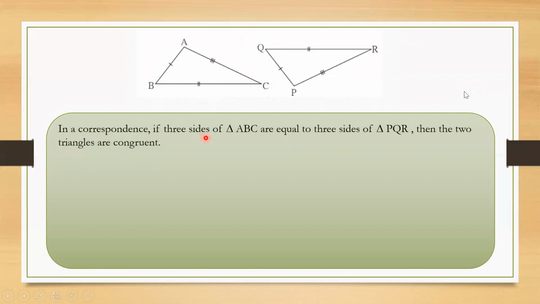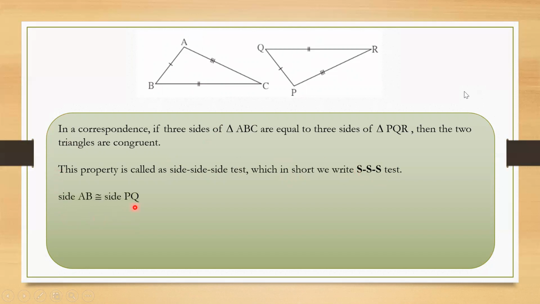So in correspondence, if three sides of triangle ABC are equal to three sides of triangle PQR, then the two triangles are congruent. And this type of test is called the side side side test, because all three sides are congruent. In short, we write SSS test. So let us write down all the segments which are common. Side AB is congruent to side PQ, side BC is congruent to side QR, and side AC is congruent to side PR.